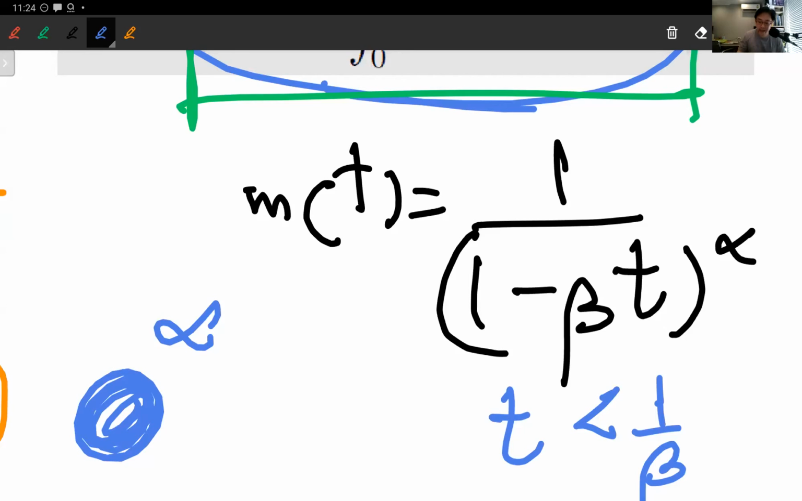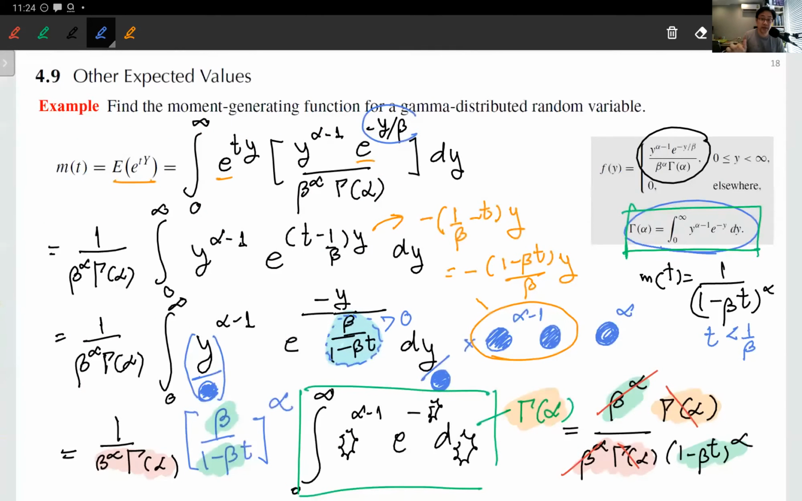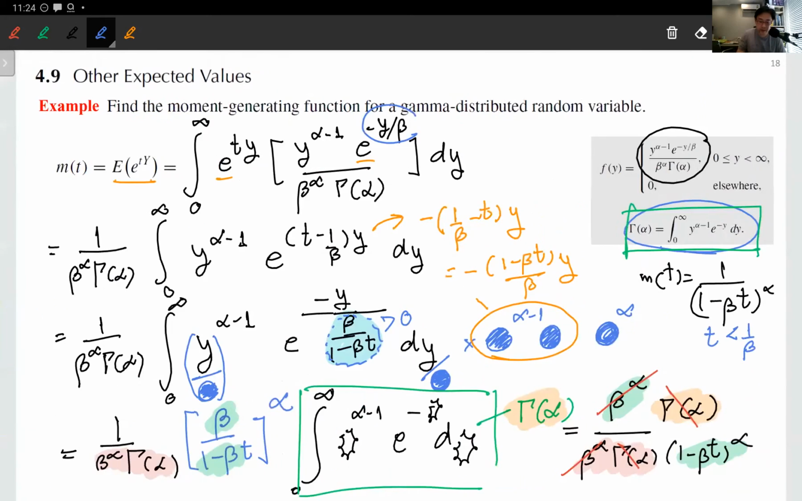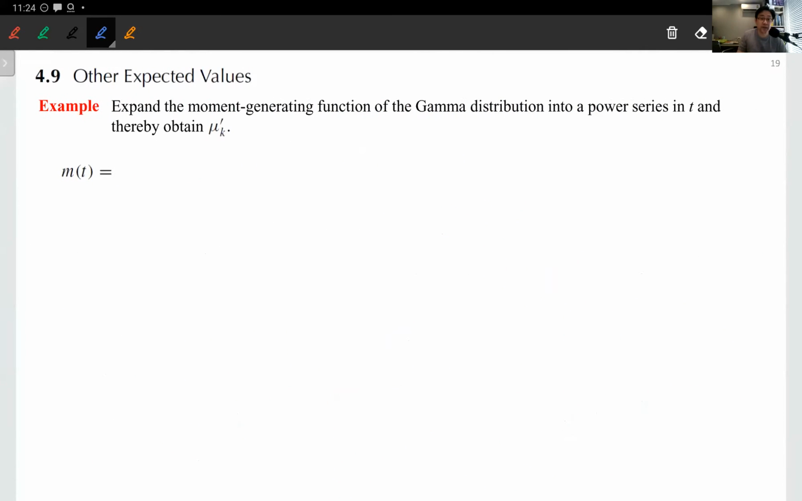And not only that, once you are given the moment generating function, we already learned that it has information of all of the moments built into it. Let's do it. Expand the moment generating function for the gamma distribution into a power series and obtain all of the moments of the gamma distribution. Okay, last slide, guys.